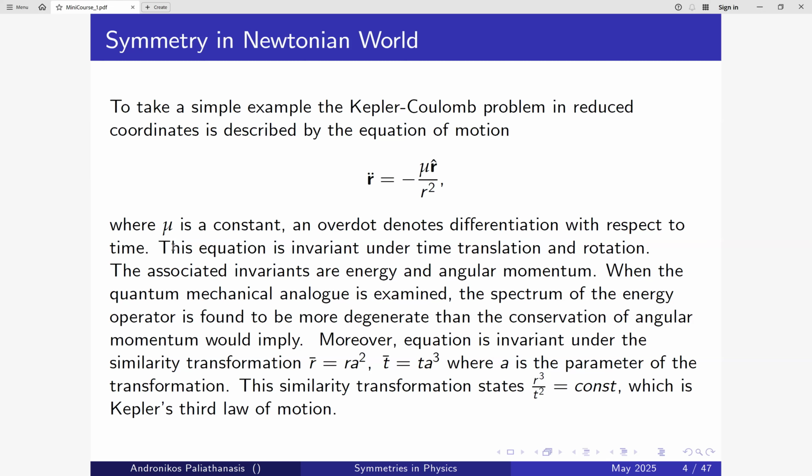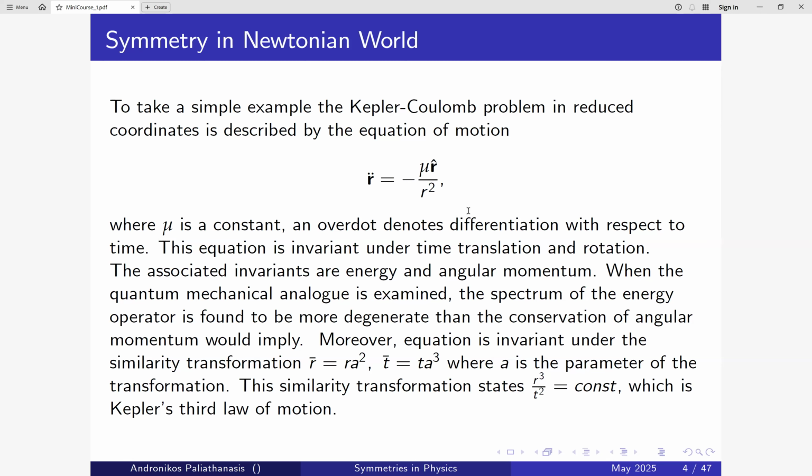We know that this equation is invariant under translation and rotation. It is a central force system, so under rotations the system remains the same. The associated invariants are the energy and the angular momentum. When the quantum mechanical analogue is examined, the spectrum of the energy operator is found to be more degenerate than the conservation of angular momentum would imply.